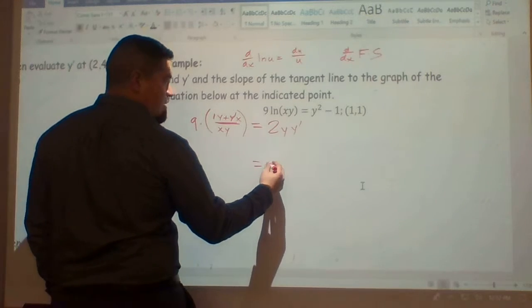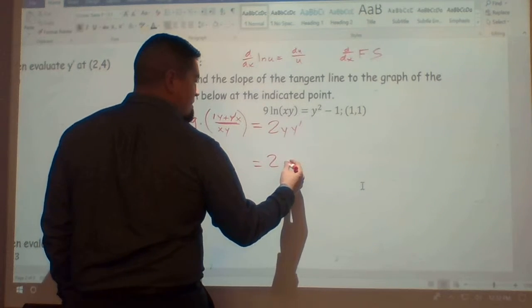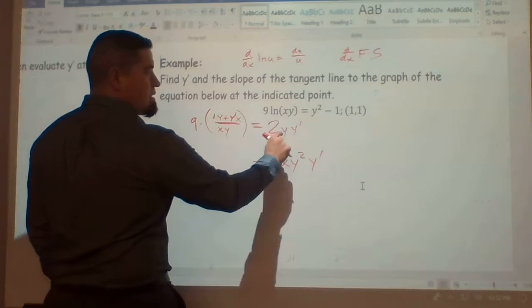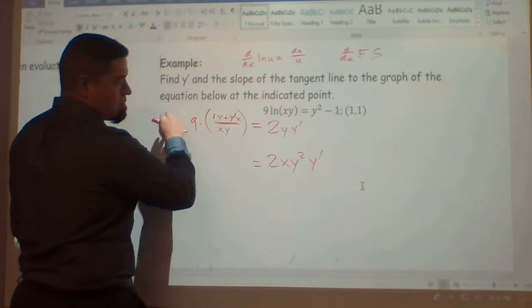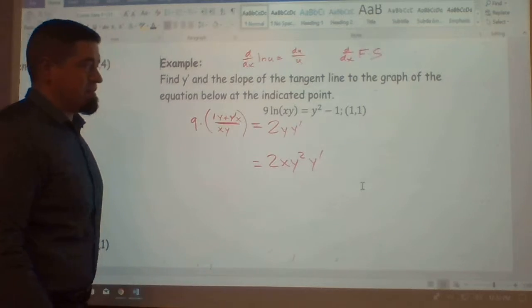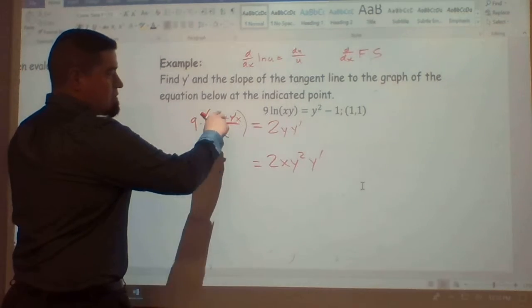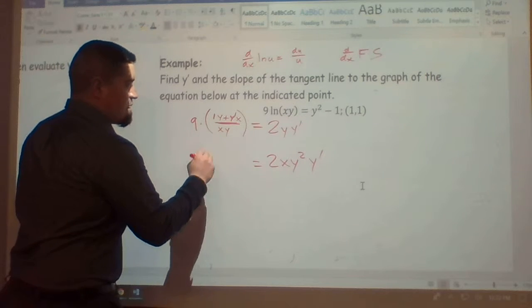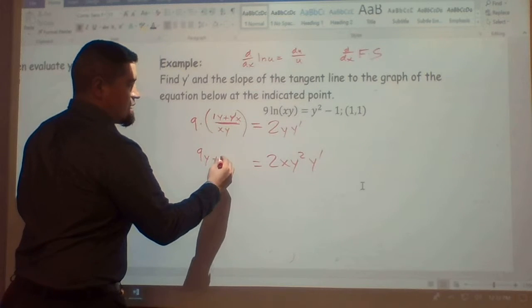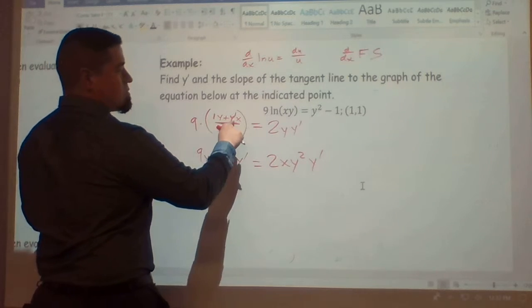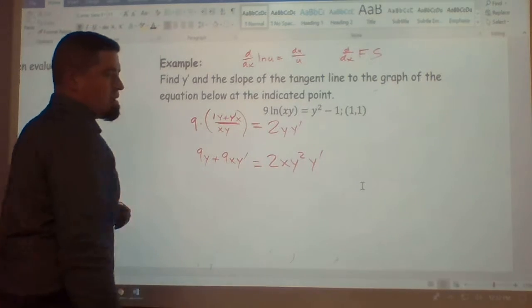Okay, I'm going to do 2-in-1 here. So this is going to be 2 times xy squared y prime. So that's multiplying this by xy. Over here, if I multiply it by xy, it'll just go away, right? Because the xy's will cancel out. And now I'm going to distribute the 9, so that's 9y plus 9x y prime. 9 times y prime x is 9x y prime.